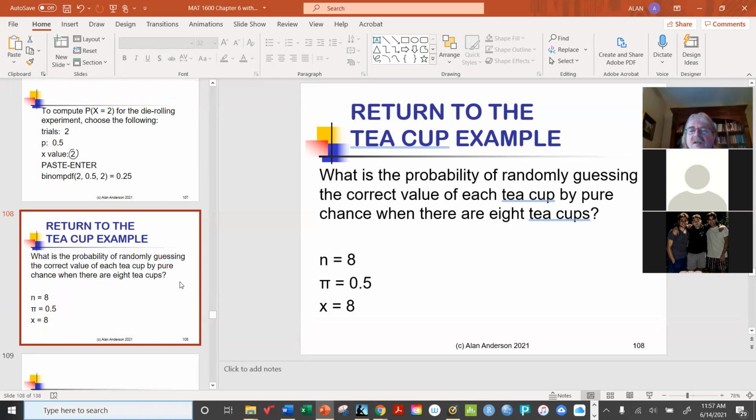So the probability is 0.5. In other words, if you say, I think it's tea followed by milk, there's a 50% chance that you're right just by pure chance, because half of them are tea followed by milk, half of them are milk followed by tea. There were 8 trials, we had 8 cups. The probability of getting them all right means that X equals 8. So what is the probability that she got them all right by pure luck?